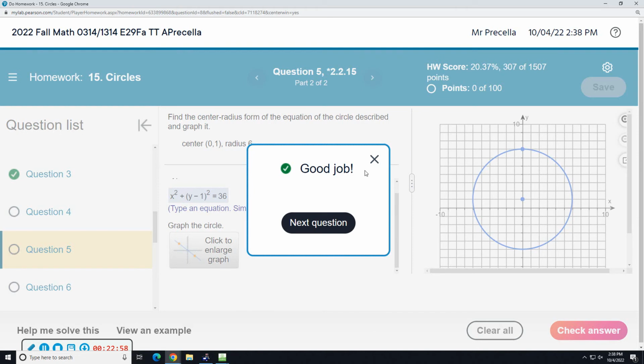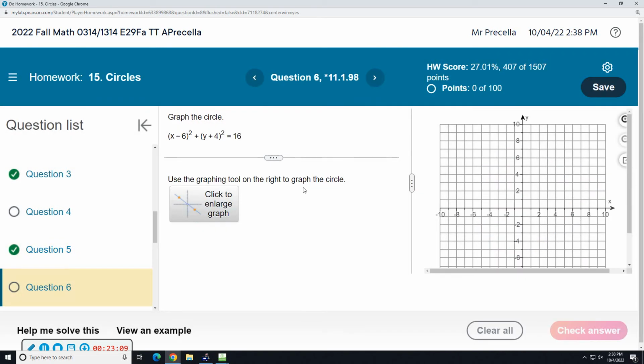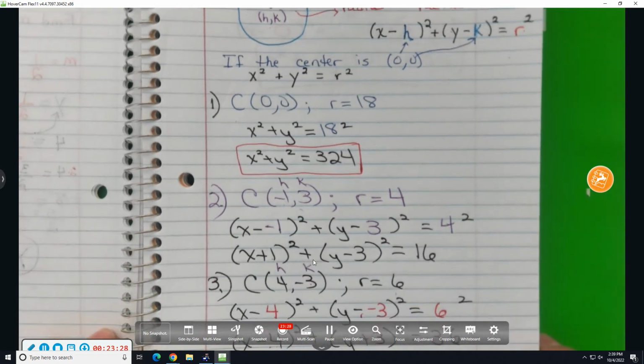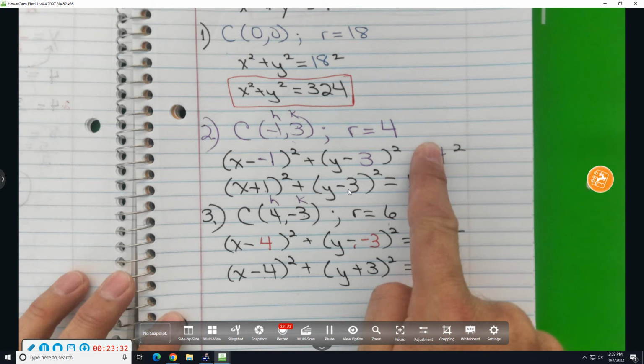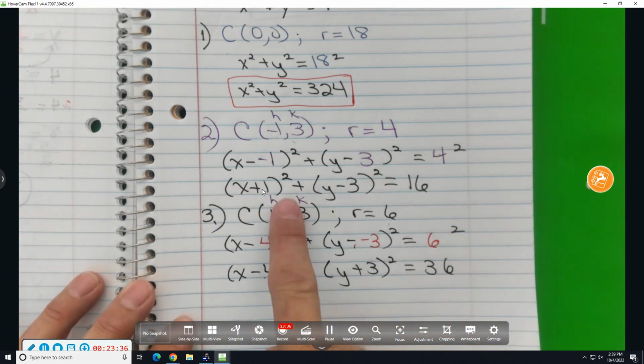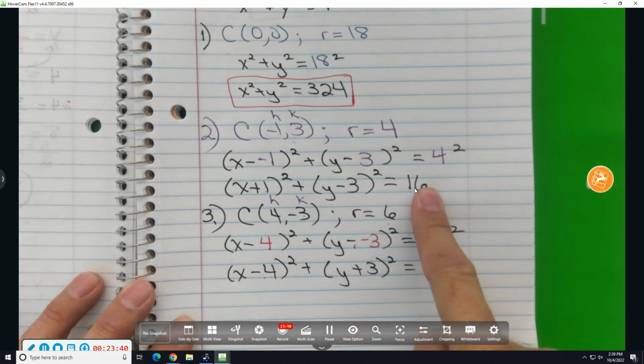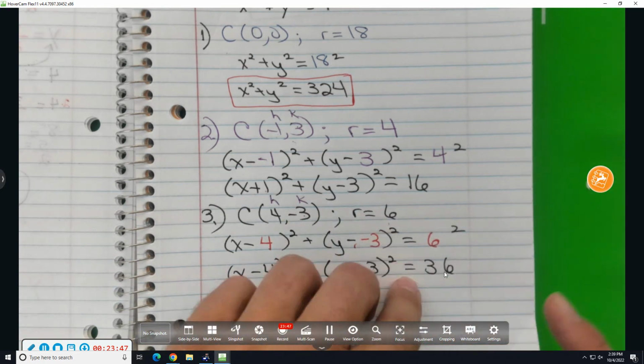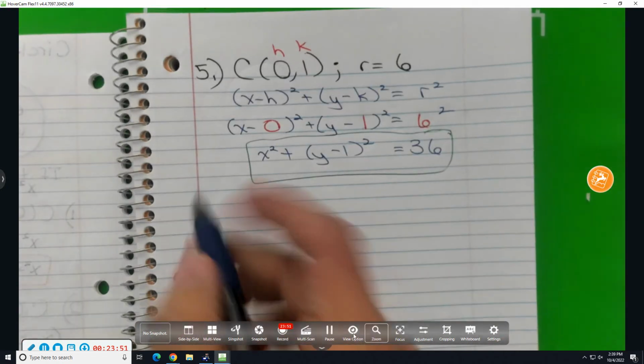So in algebra, we always do it one way, then we do it in reverse, and maybe I'll let you see what the next problem's going to look like. Here it says graph the circle. This is problem number 6. But in order to graph it, we've got to know that center and radius. I'm going to change sign and take the square root. Remember, I said what you see inside the parentheses is exactly the opposite of the center. So change signs, take the square root. On number 3, change the sign, square root.